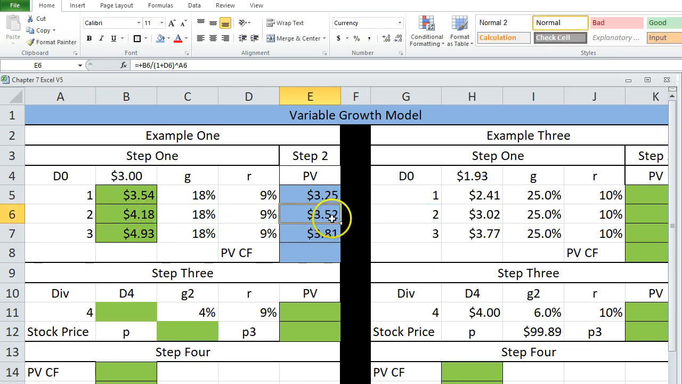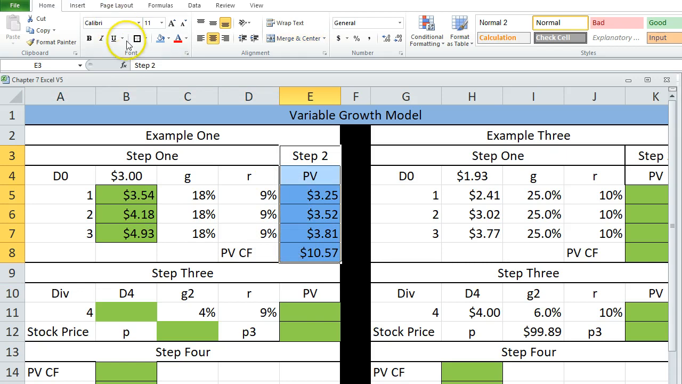And you see how, because of the way this is written, I can just pull this down. And I now want to find the sum, the present value of the cash flows. So that is step 2. So here I would just do a little auto sum to calculate that.